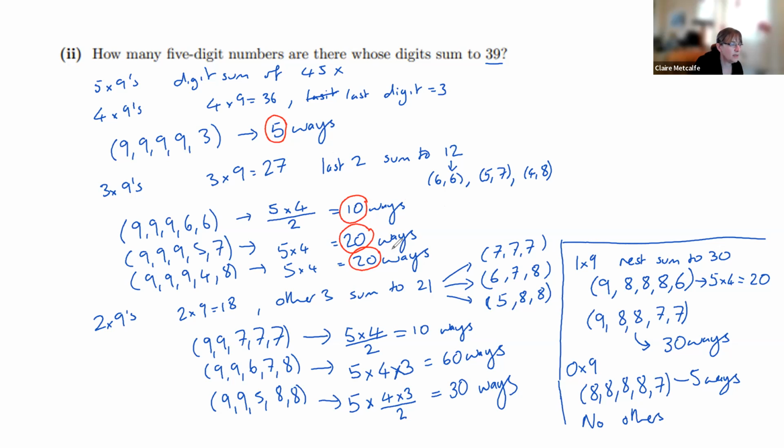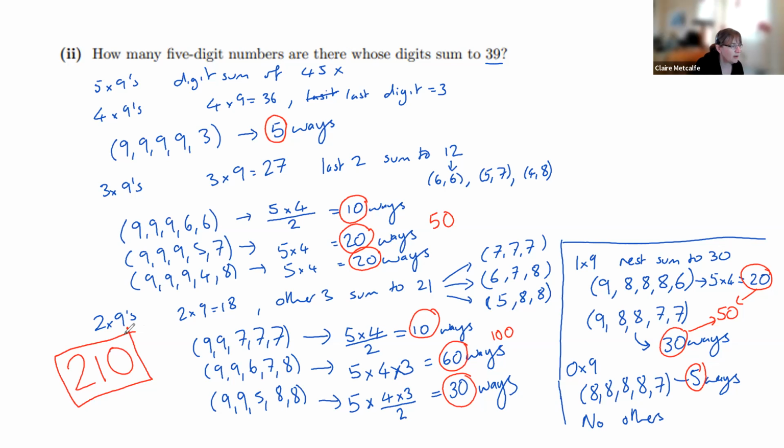So that gives me 50 there. This gives me 100. This gives me 50. And then we've got another 5 here. So we've got 100 plus 50 plus 50. That makes 200 plus 5 plus 5. So the final answer is 210.